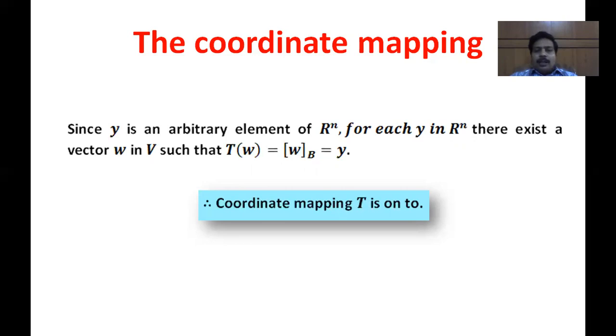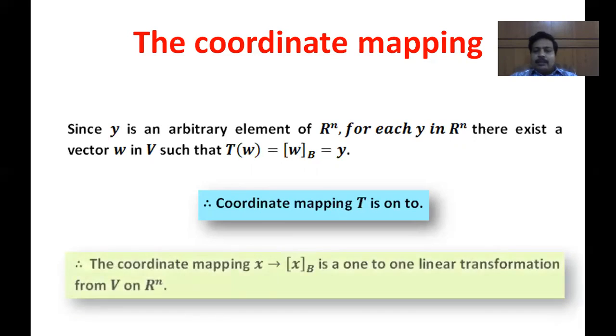So we have proved that T is a linear transformation and it is 1-1 and onto. T is here our coordinate mapping from X to XB, that is B coordinate vector of X. So the coordinate mapping X to XB is a 1-1 linear transformation from V onto Rn.